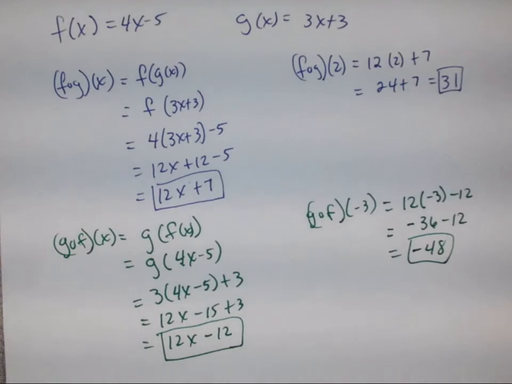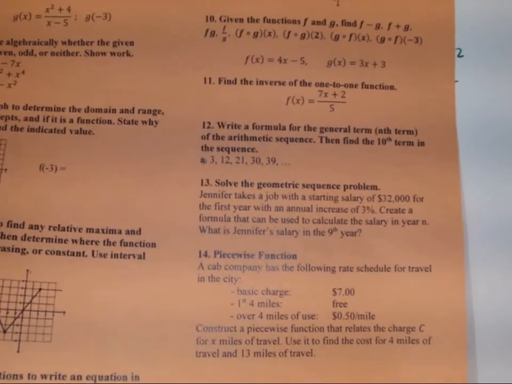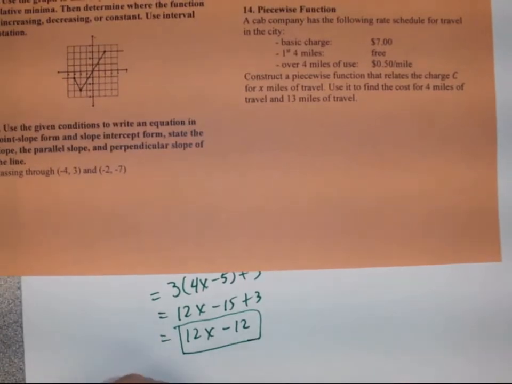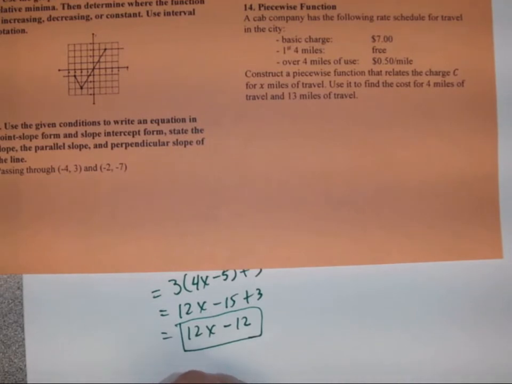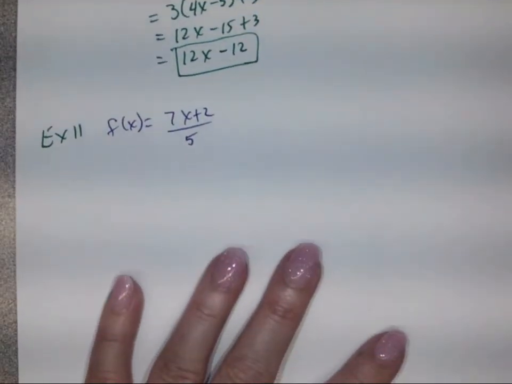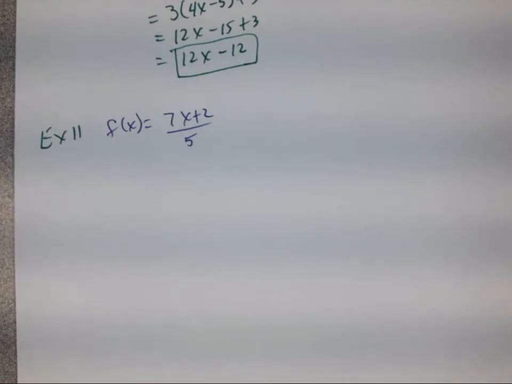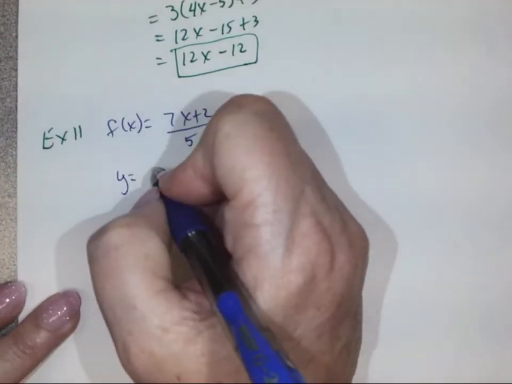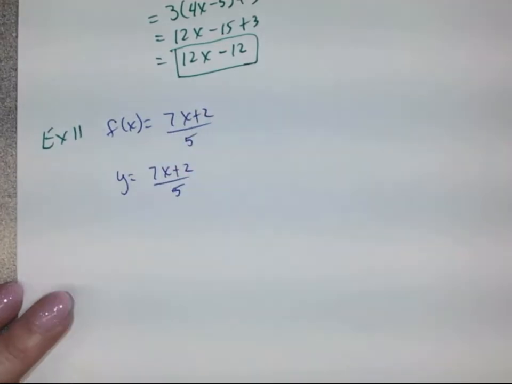All right, so our next question tells us to find the inverse. So we're finding the inverse of the one-to-one function. So this will be example 11. We are given f of x equals 7x plus 2 over 5. All righty. So remember, with the inverse, we call it Freaky Friday. If you want to remember, it changes the things, and it's all about y. So f of x is y, 7x plus 2 over 5.